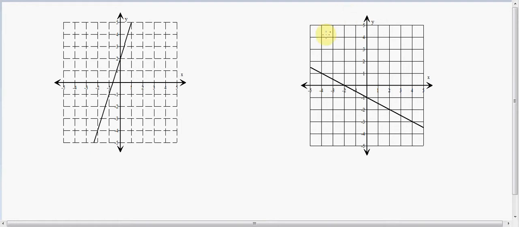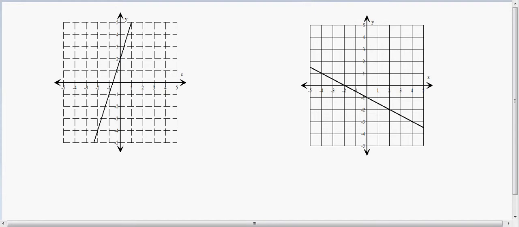Alright, so our goal here is to write the equation of the line in slope-intercept form given the graph of the line. So the very first thing that I want to do, well, there are two pieces of information that I need to write the equation of a line. I need a slope and I need a y-intercept.